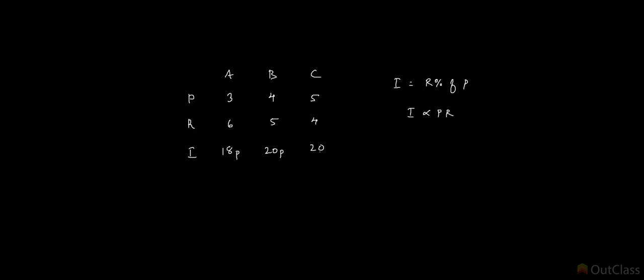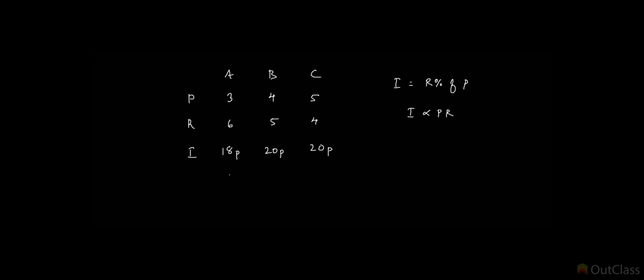So we have 3 people, let's call them ABC, having principals in the ratio 3:4:5, and rates of interest in the ratio 6:5:4. The interest for a year is basically R% of P, which means I is proportional to PR. So the ratio of interest would be 18 is to 20 is to 20. And let's take them as 18 parts, 20 parts, and 20 parts.